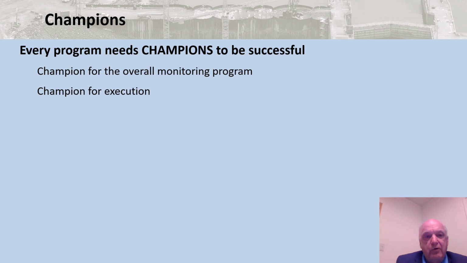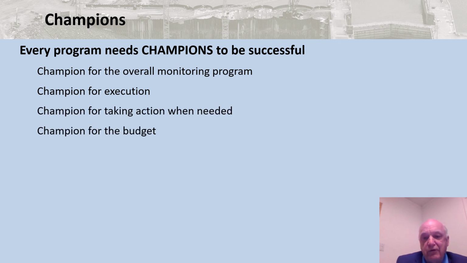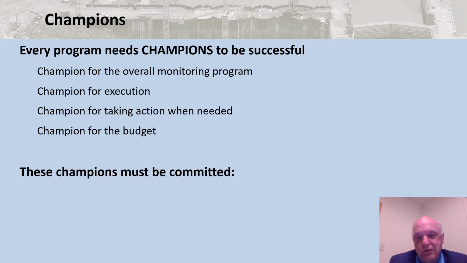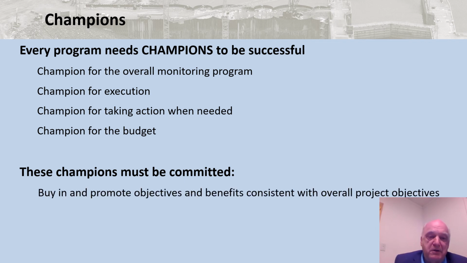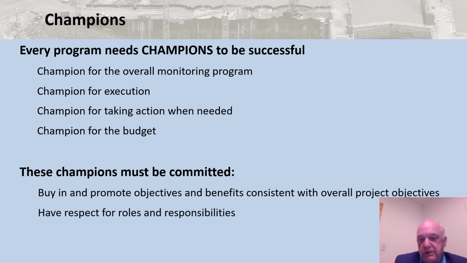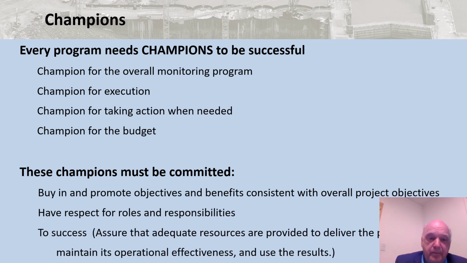For the overall monitoring program, for the execution of it, for taking action when such action is needed, and for the budget, because instrumentation monitoring is one of the first things that usually gets whacked if budgets get tight. These champions must be committed. They must buy in and promote the objectives and benefits to keep them aligned with the overall project objectives. They must have respect for roles and responsibilities of the various participants, and those participants need to respect each other, the importance and the value of I&M.